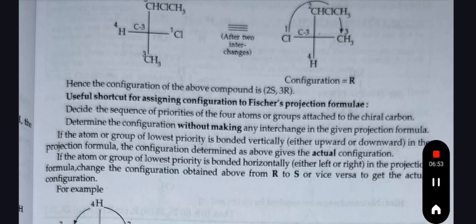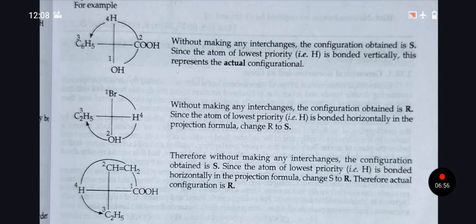For example, this figure shows that without making any interchange the configuration obtained is S. Since the atom of lowest priority, that is H, is bonded vertically, this represents the actual configuration. In the second, without making any interchange, the configuration obtained is R. Since H is bonded horizontally in the projection formula, change R to S. In the third, without making any interchange, the configuration obtained is S. Since H is bonded horizontally, change S to R. Therefore, the actual configuration is R.